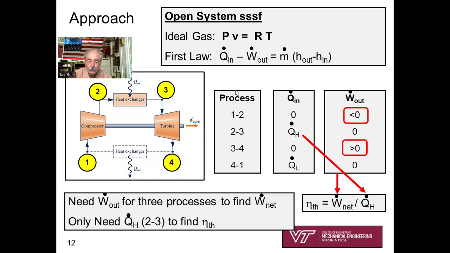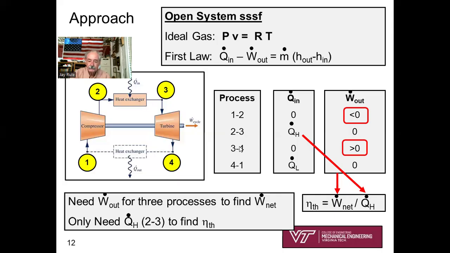Well, let's tabulate what we expect to get for process 1 to 2. Q dot in, 0, adiabatic. W dot out, compressor process, I can expect to get a negative number there. Process 2 to 3. Q dot H, we need to find that because that goes into our thermal efficiency denominator. W dot out for the heat exchanger? Well, that's 0, not lifting a weight.